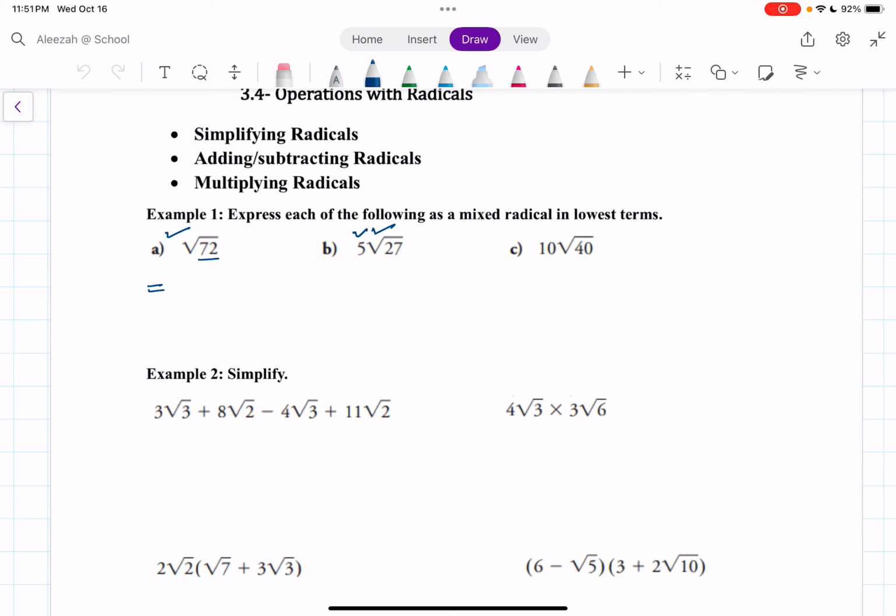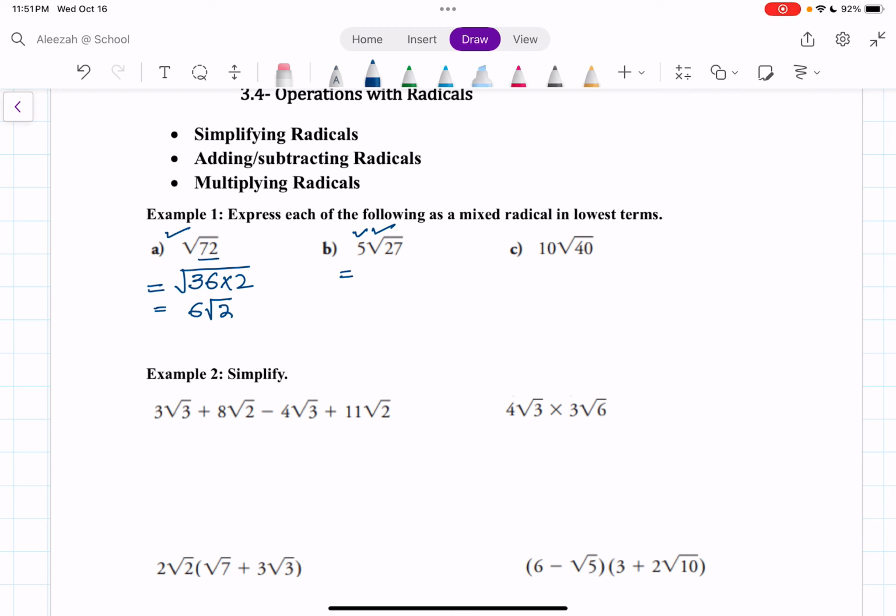So 72 is basically 36 times 2, right? Now 36 is a perfect square number, and square root of 36 is 6, so we can simply write 6 square root of 2. So that's my answer. The second question is a mixed radical, but it is not in the simplest form.